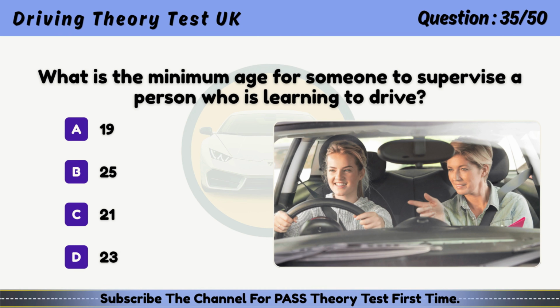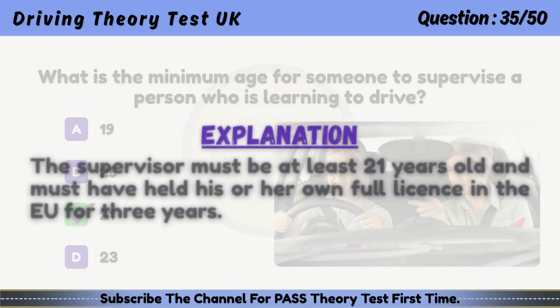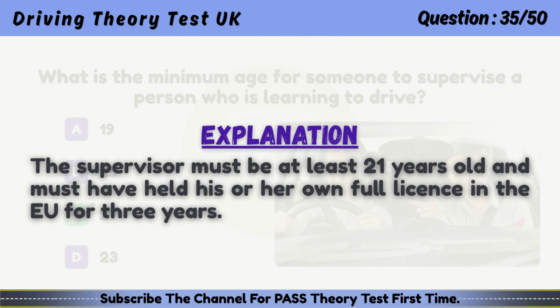Question 35. What is the minimum age for someone to supervise a person who is learning to drive? Option A. 19. B. 25. C. 21. D. 23. Answer is C. 21. The supervisor must be at least 21 years old and must have held his or her own full license in the EU for 3 years.